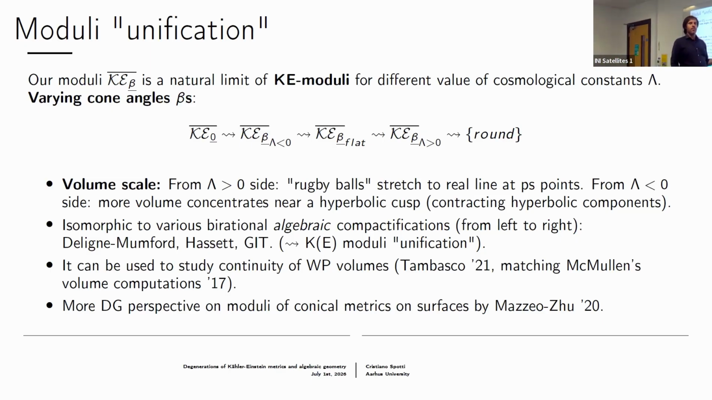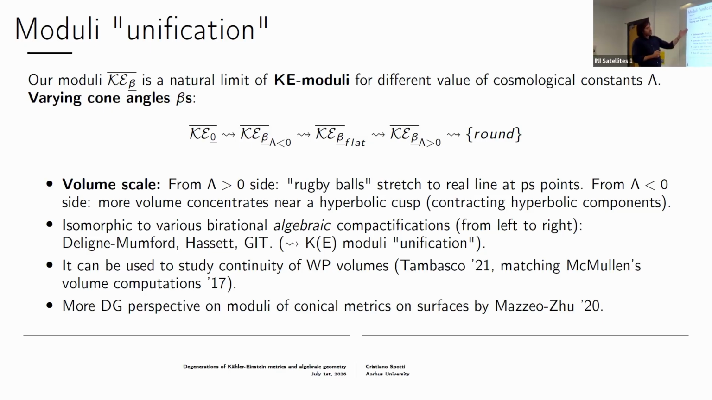In one situation, we have this rugby ball that at a fixed volume would become like a real line. But if you come from the hyperbolic side, you would see that most of the geometry is actually localizing volume-wise near the hyperbolic cusp, while the hyperbolic components sort of disappear in the limit process, and they create at this volume scale a kind of natural continuity in a certain sense through that point.